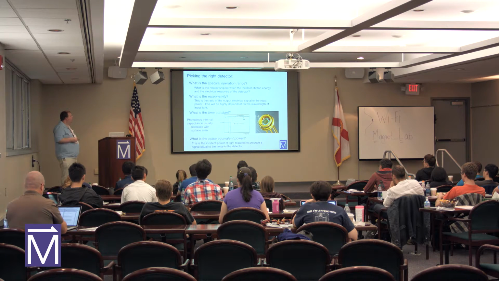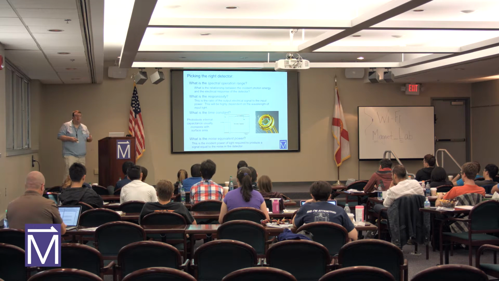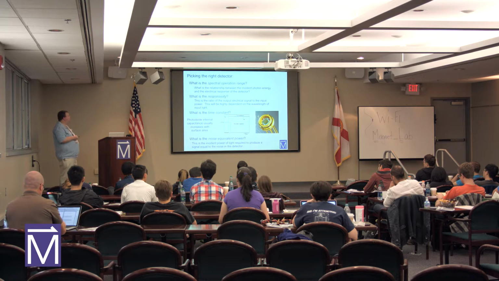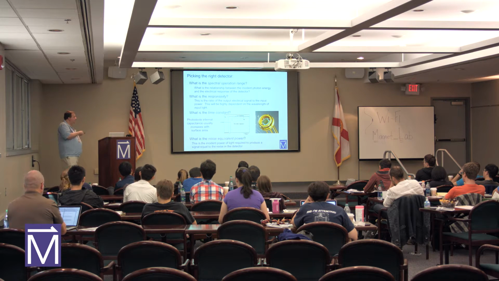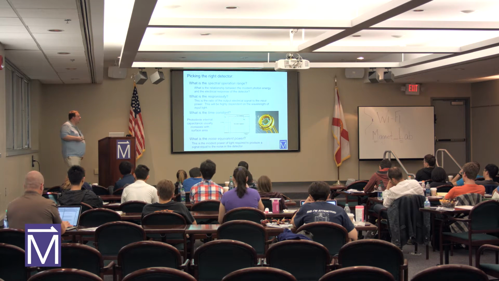And then what is the time constant? So are you trying to measure something happening in your sample that's fast? Or don't you care? Is it slow? Are you going to be integrating for a long time? Typically, the photodiode internal capacitance increases with surface area. So smaller surface area photodiodes are typically faster. Larger area ones are easier to work with, but they're slower. And then ultimately leading to what is the noise equivalent power. This is the incident power of light required to produce a signal equal to the noise in the detector.